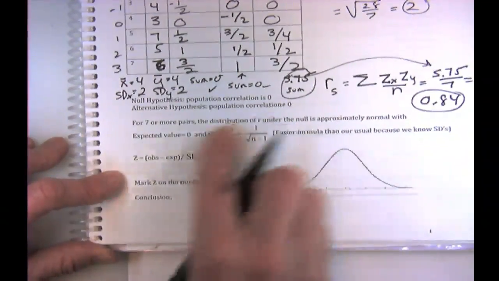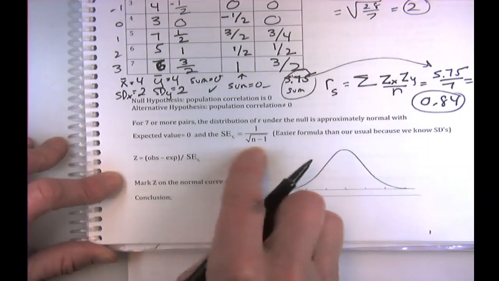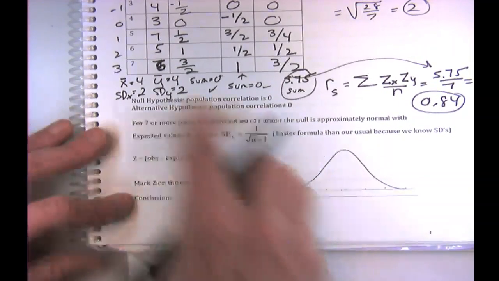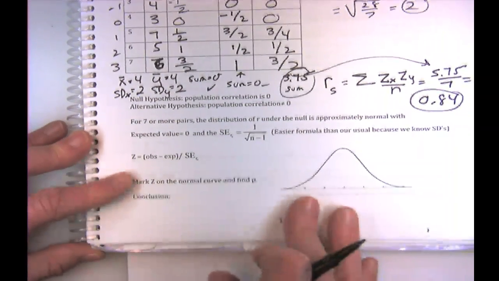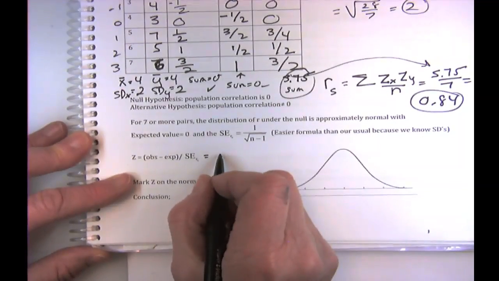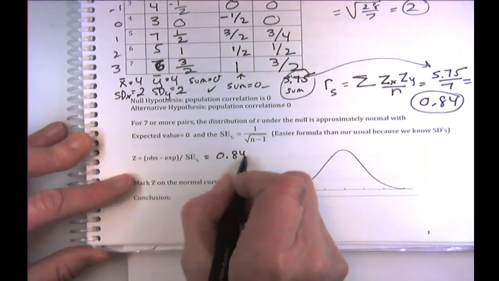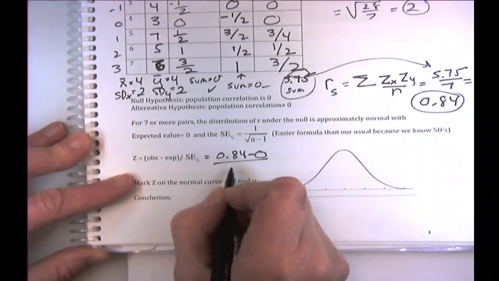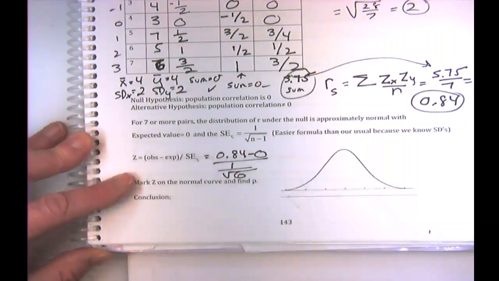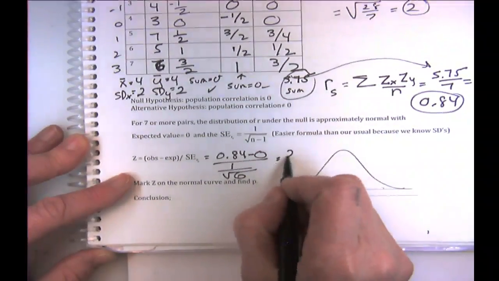It's somewhat easier than our other one because we don't divide by n minus 2, since we know the standard deviation here. We have a better estimate of it. So let's do that. Here our observed is 0.85 minus 0, over 1 divided by the square root of 6, because our sample size is 7. And I got 2.05.